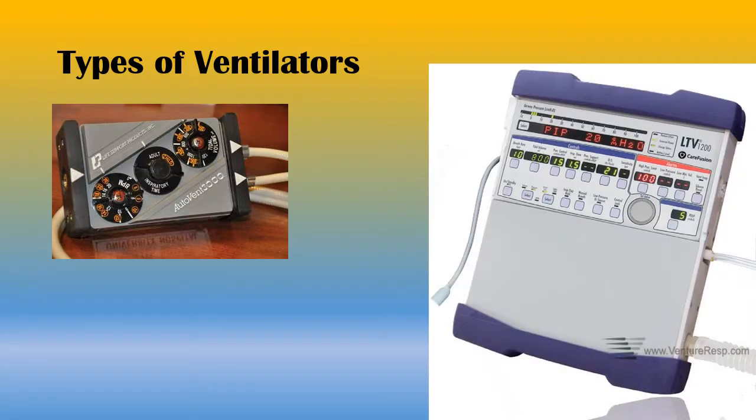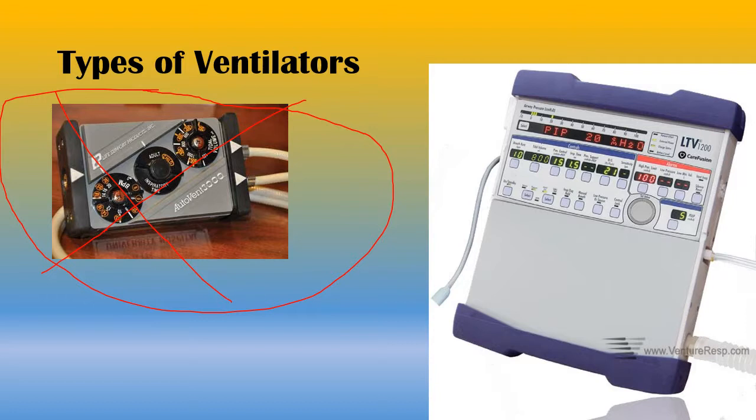Types of ventilators. There are simple ventilators like this one, otherwise known as a death box. Basically, you set your respiratory rate and your tidal volume, and you pick adult or child inspiratory time, and it ventilates the patient like that on 100% oxygen. This is really bad for patients. It's not a whole lot better than bagging. The only thing it gives you is consistency.